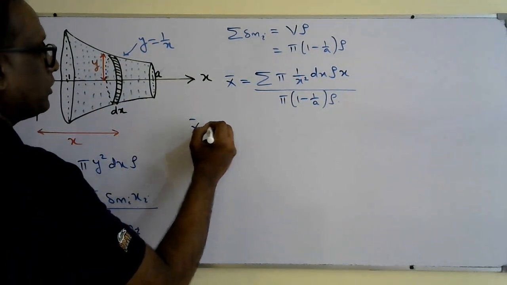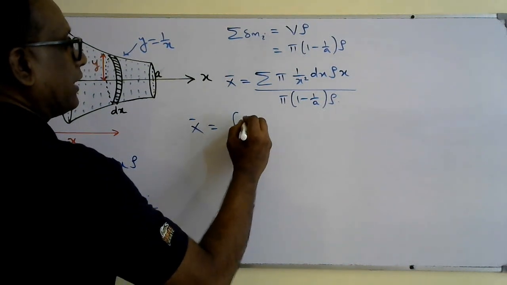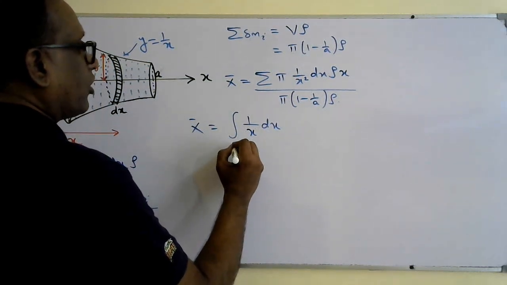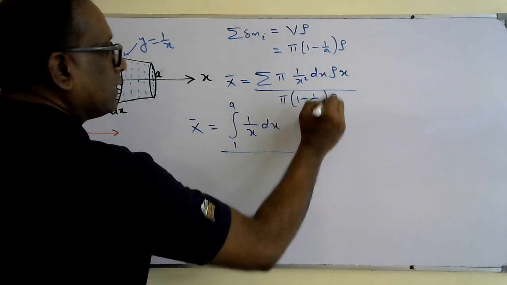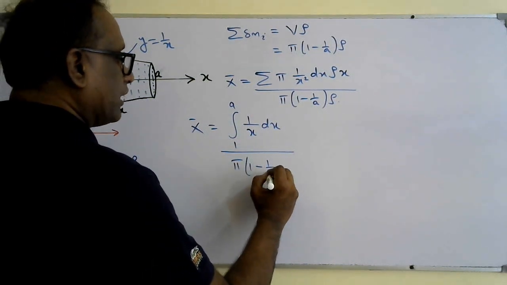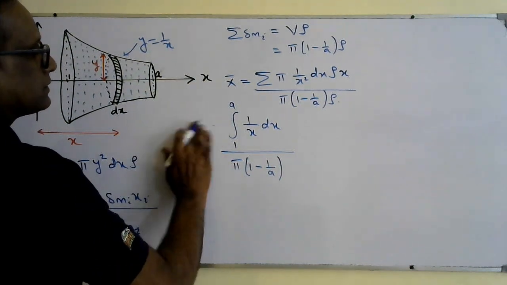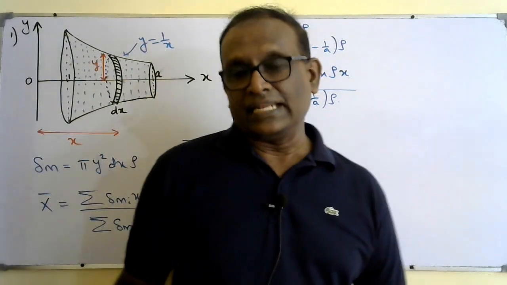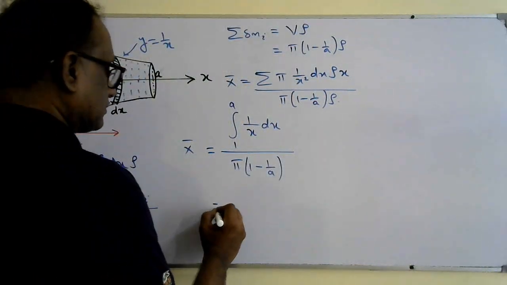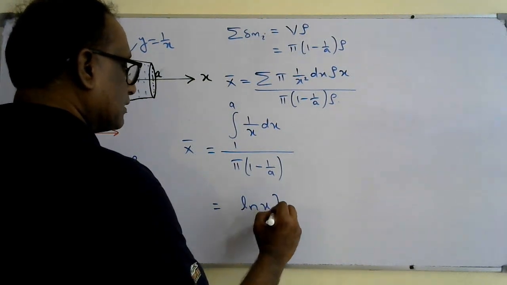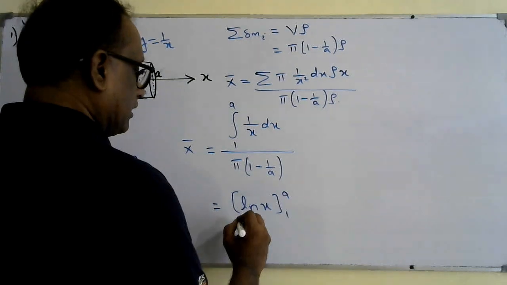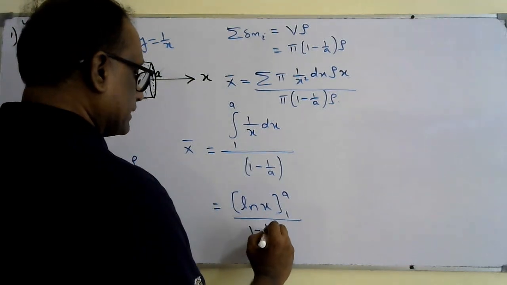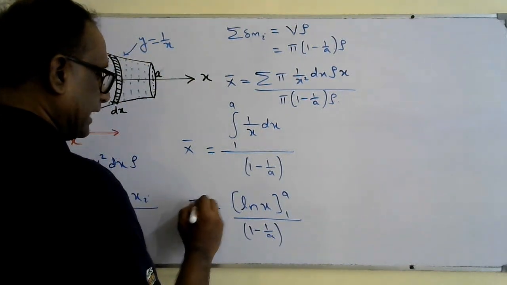So x bar is equal to the integral of 1 over x squared times x, that is 1 over x dx, from 1 to a, over pi times 1 minus 1 over a. Right. We know that when we integrate this one, it is going to be ln, the natural logarithm. So ln x with limits 1 to a, over pi, pi got cancelled. So 1 minus 1 over a, that is x bar.